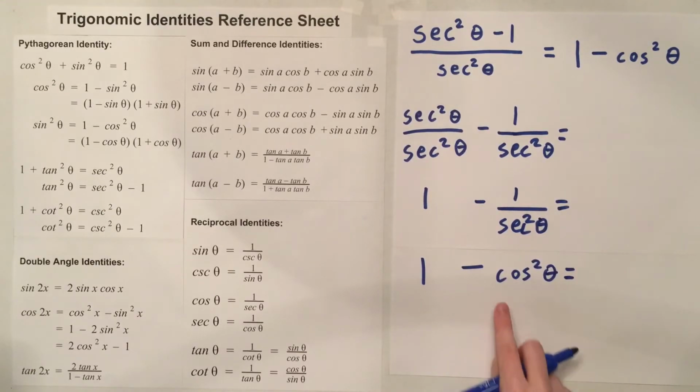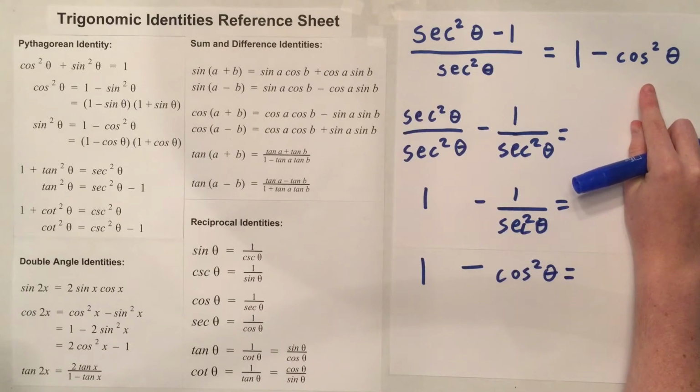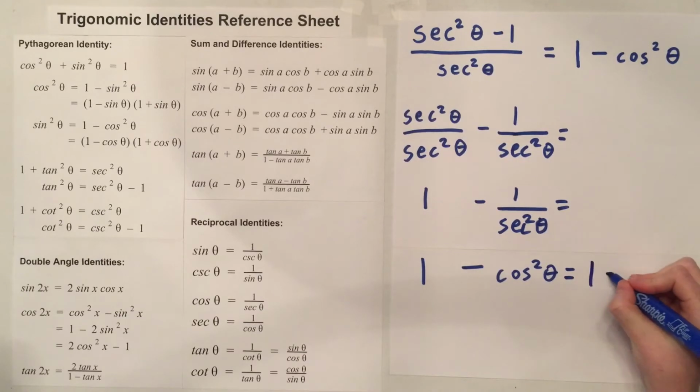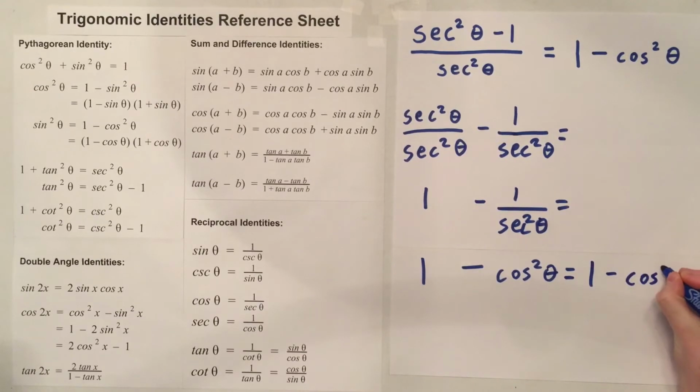And now, we have made the left side of the equation look the same as the right side of the equation. So, we bring down the right side of the equation, and we have finished our proof, because the left matches the right.